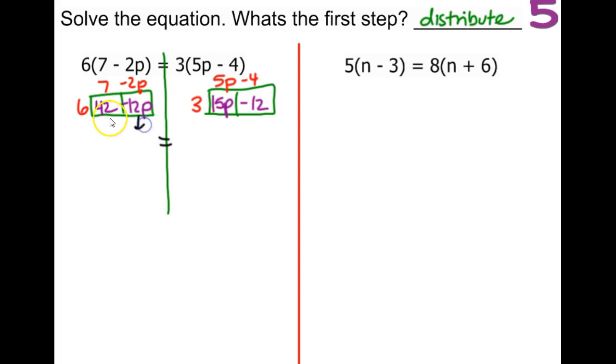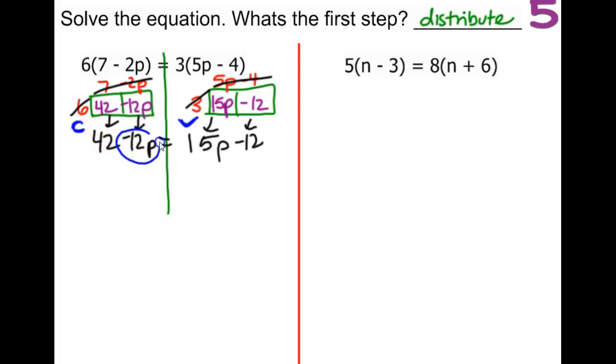So let's rewrite what we have. We have 42 minus 12p equals 15p minus 12. We're done with these in red because we multiplied. So we need all the p's on the same side. There's more p's over here, so I'm going to leave my variables on this side. That means I have my constants on this side, just the numbers. So let's get rid of this p over to the other side. The opposite of subtracting 12p would be adding 12p.